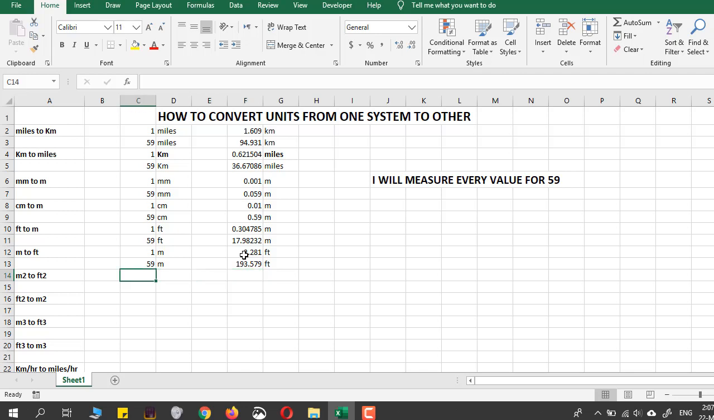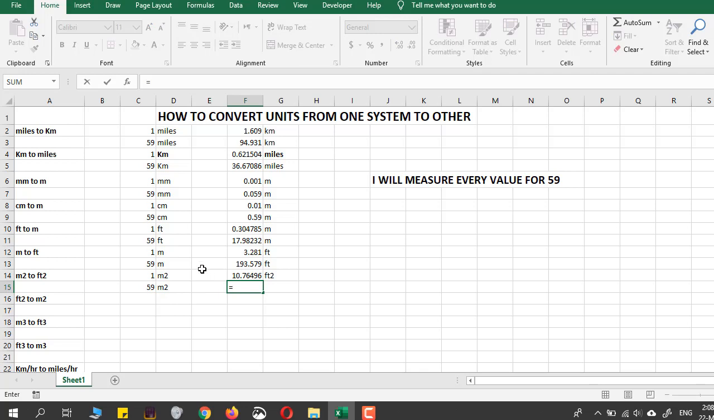Going ahead into the square meter to square feet part. So in 1 meter, just write square meter and square feet. The trick with the squares is that you have to actually take the squares of the conversion factors. So for example, I know that in 1 square meter there is 3.281 into 3.281. That is the square, 10.76 square feet. So in 59 square meters, I have 59 multiplied by this factor, this is square feet.